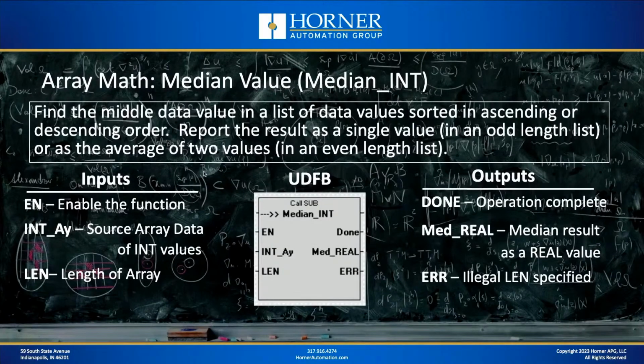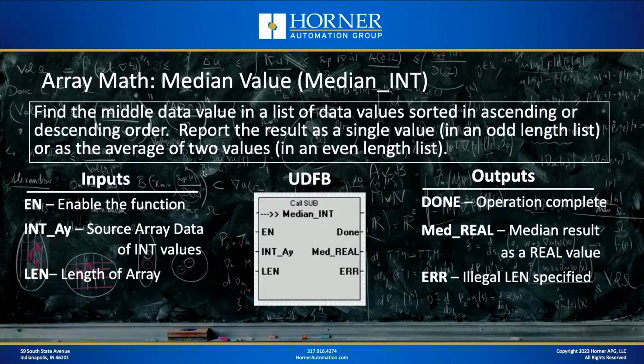On the input side, we have an enable bit, which is going to enable the function to perform. We have an integer array, which is the data that we're actually going to be finding the median of. And then we have a length input, which is an unsigned integer that tells us how long that array is. In the case of this function block, it's anywhere from 1 to 100 elements. 100 is the maximum. The other function blocks we'll talk about later today can go up to 1,000.